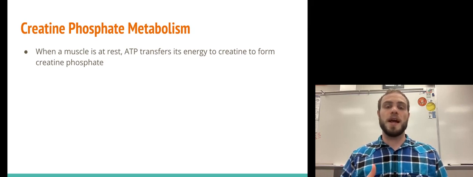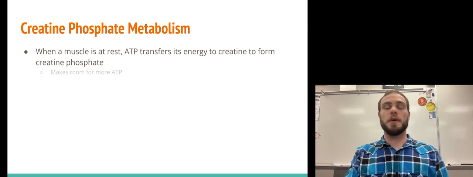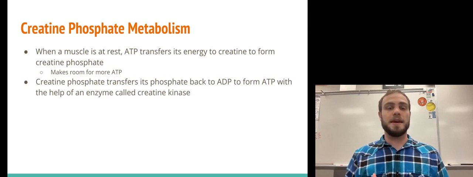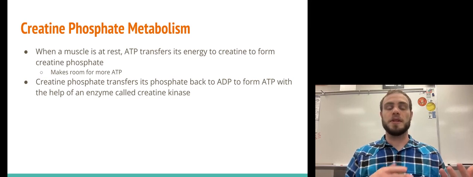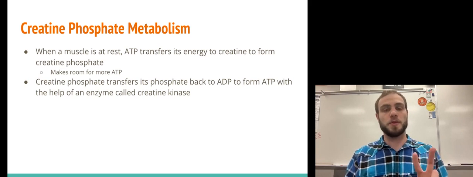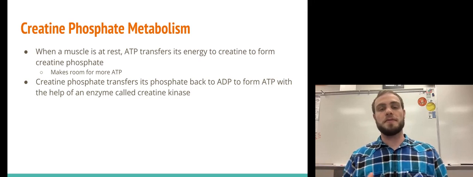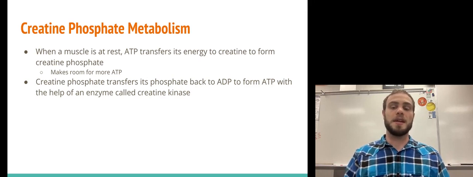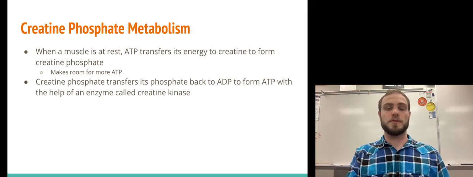And so when a muscle is at rest and doesn't need to be using very much ATP, it's going to take ATP and transfer that third phosphate to creatine to form a molecule known as creatine phosphate. That's going to free up space for that cell to create more ATP. And then when your body does need the energy provided by ATP, that creatine phosphate will transfer that phosphate back onto ADP, or adenosine diphosphate, which only has 2 phosphate molecules. It transfers that phosphate over to ADP to form ATP with the help of an enzyme known as creatine kinase, and then that ATP is available for that muscle to use for contraction.